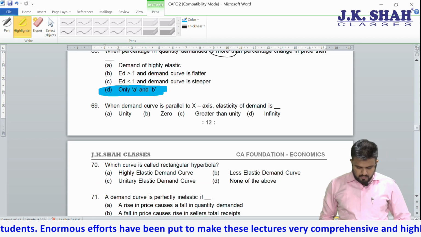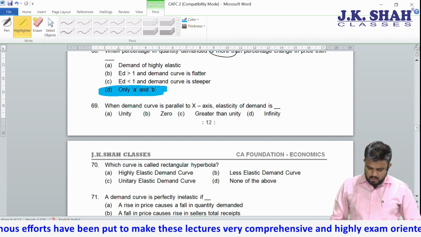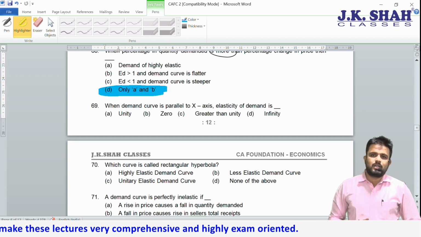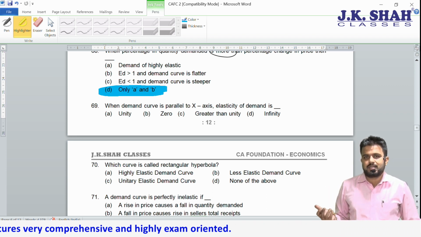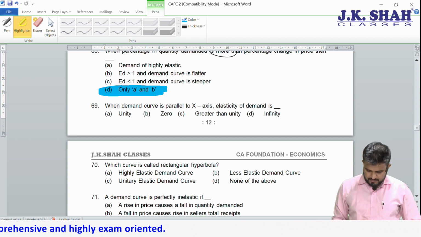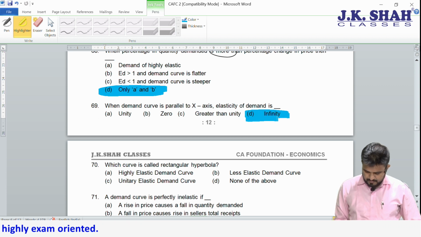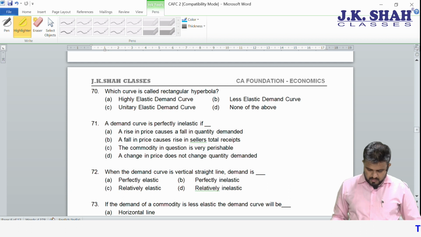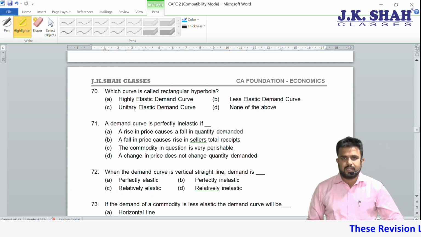69. When the demand curve is a horizontal straight line parallel to x-axis, elasticity of demand is your infinite. Option D is correct. Moving to the 70th now.